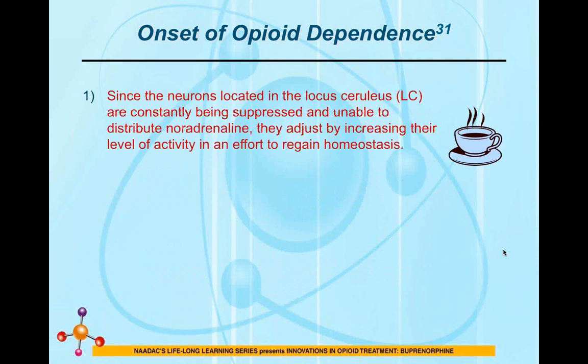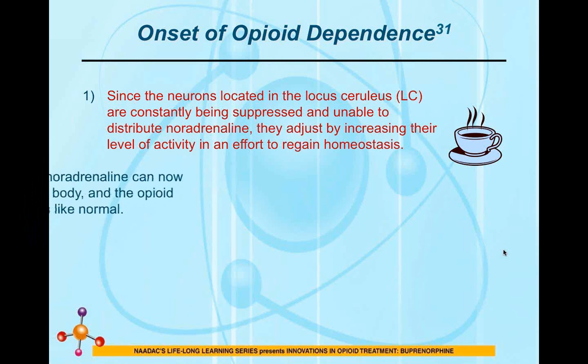So let's see what that looks like. As we've already talked about, we know that there is a suppression of noradrenaline. And so what the brain wants to do is that it's thinking, well, shoot, if I'm not getting enough noradrenaline out there and I'm not feeling awake as I should be, then I must just need more noradrenaline. And that's exactly what the brain does. It increases the level of activity of noradrenaline to regain that homeostasis.